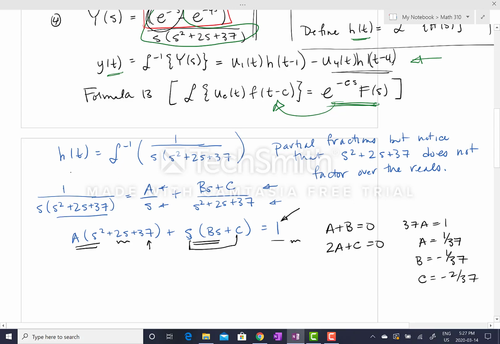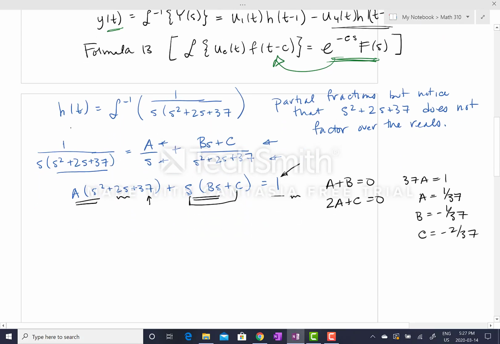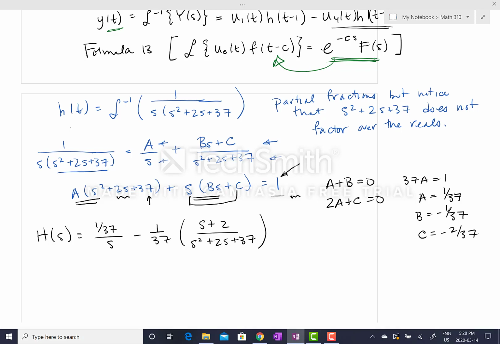Okay, so I've managed to find the partial fraction decomposition for H of s, and it looks like this. H of s is (1 over 37) over s minus (1 over 37) times (s plus 2) over (s squared plus 2s plus 37). All right. Now I'm in a situation where I'm trying to use the table as best I can to get from here back to h of t.